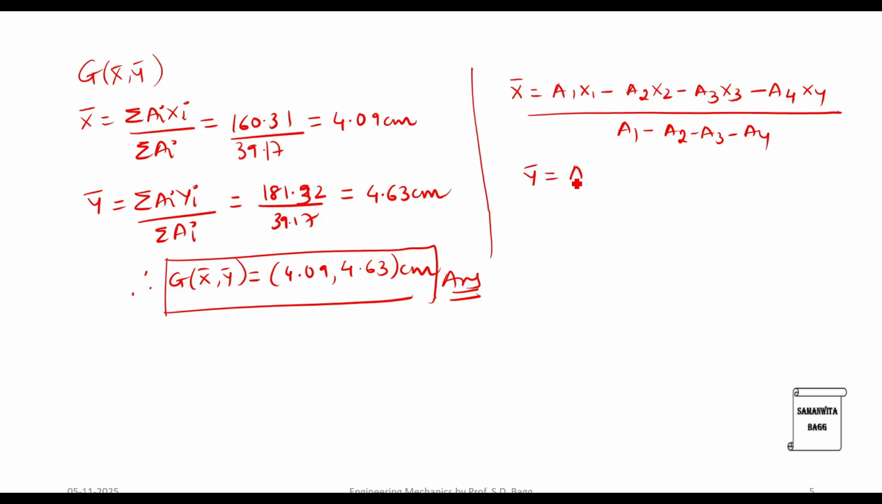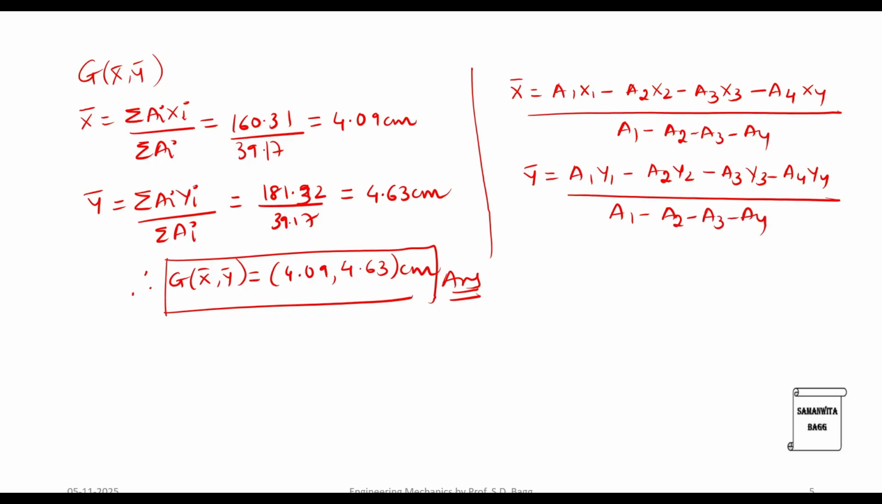For y bar, you can use the formula a1 y1 minus a2 y2 minus a3 y3 minus a4 y4 upon a1 minus a2 minus a3 minus a4. So once you do this, you will get the same answer.